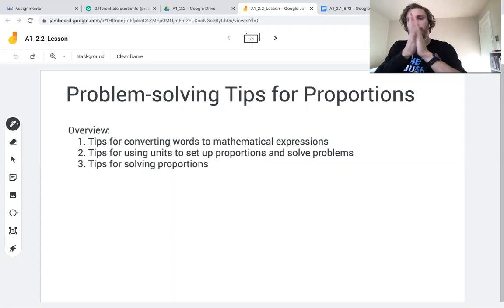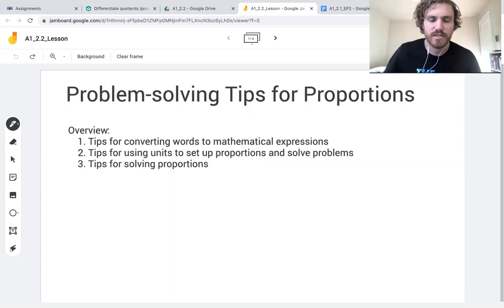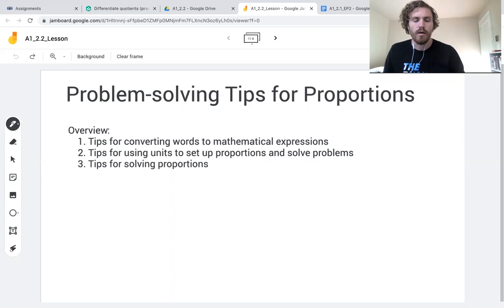All right, so I just want to give you a few problem-solving tips for proportions. Really, some problem-solving strategies that I've used all through my mathematical and scientific career, and even in my life, I would say.